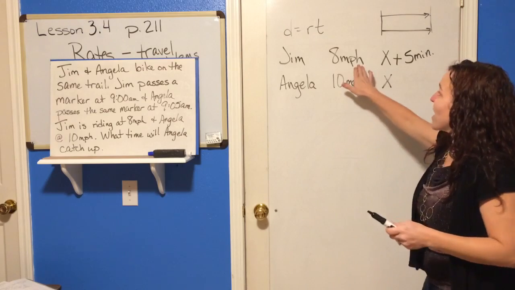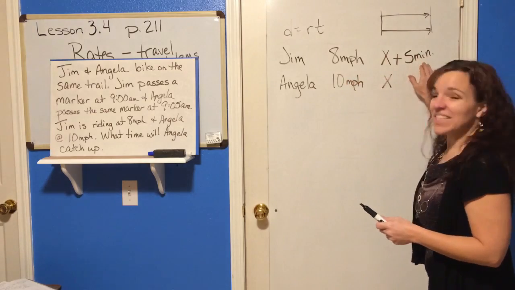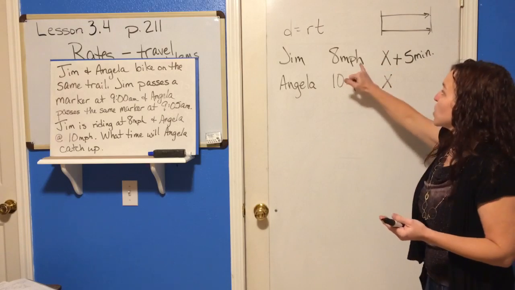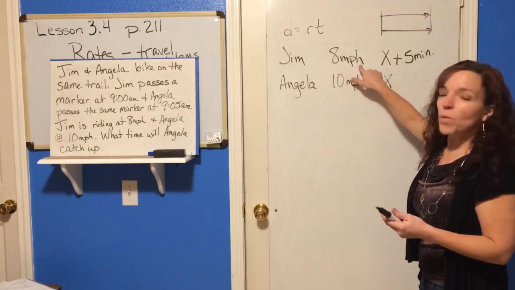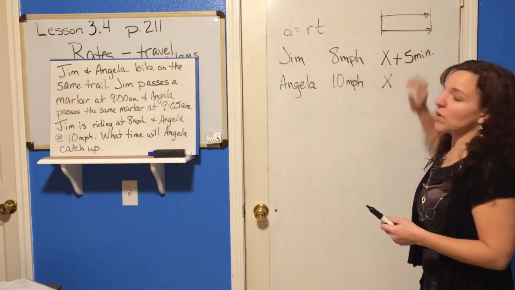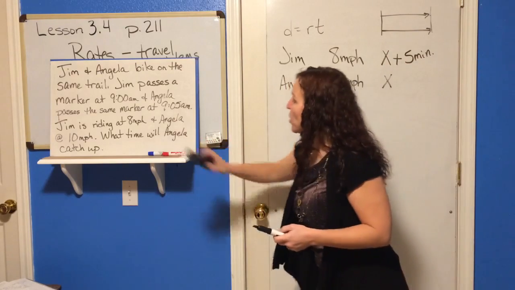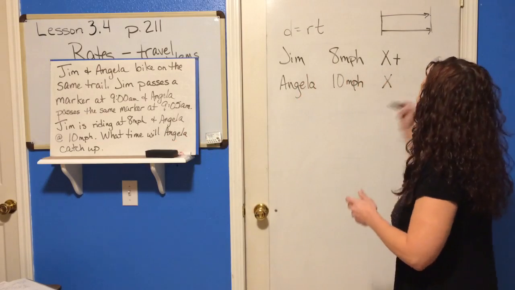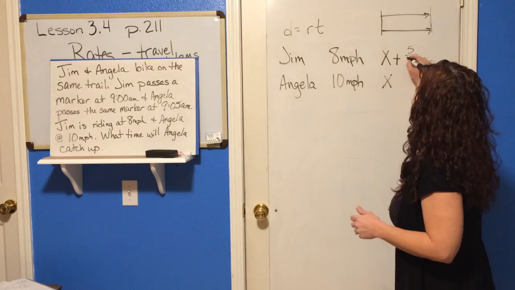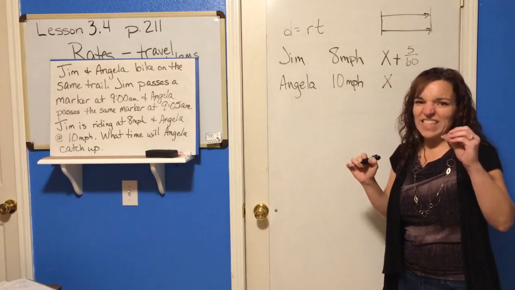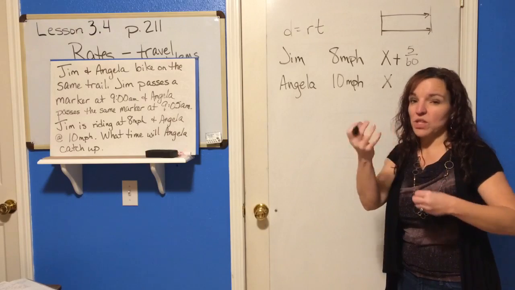So if we've got miles per hour and we've got minutes here, we've got to get them into the same set of time. So we've got hours and minutes. We want to change these minutes to hours. How much of an hour is 5 minutes? Well, we know that 60 minutes is 1 hour. So 5 minutes is 5/60ths of 1 hour.